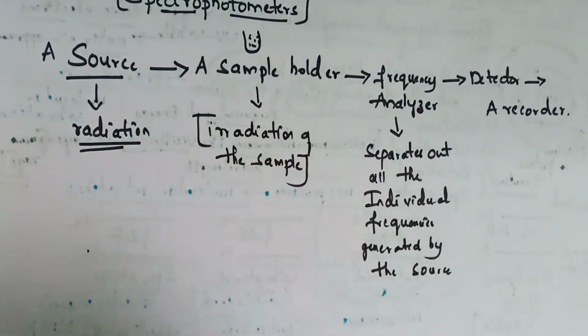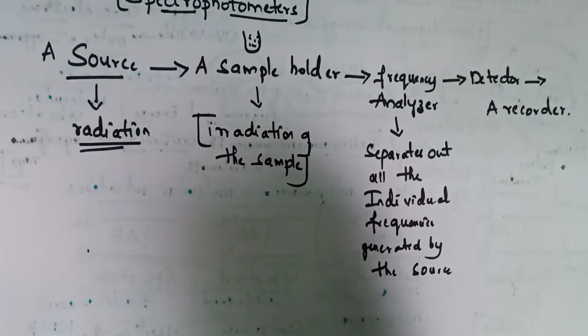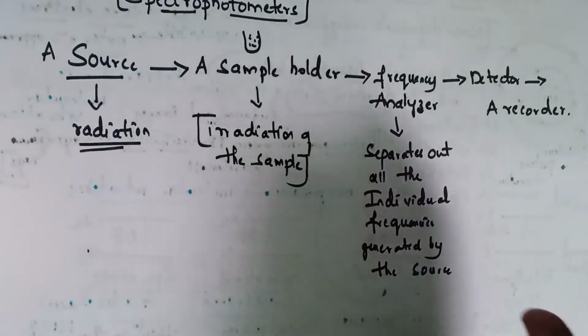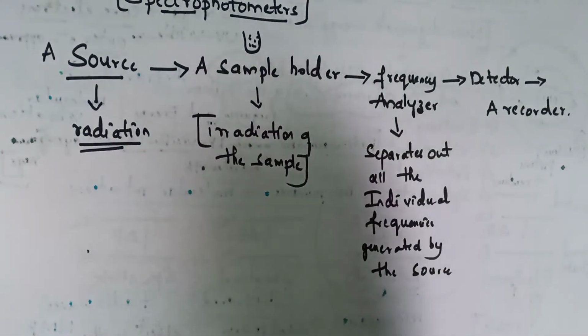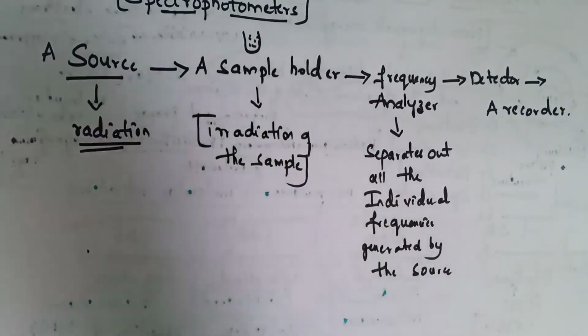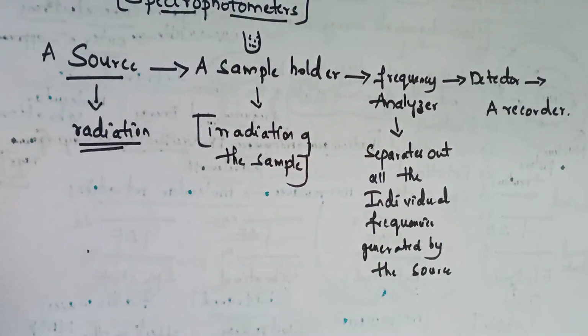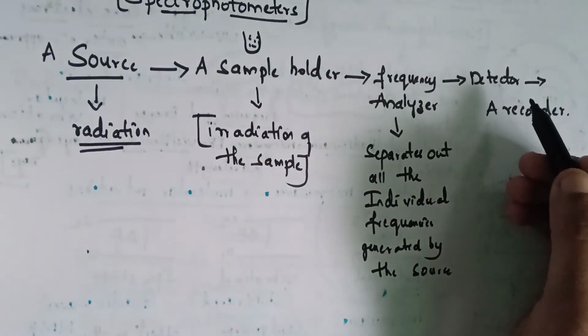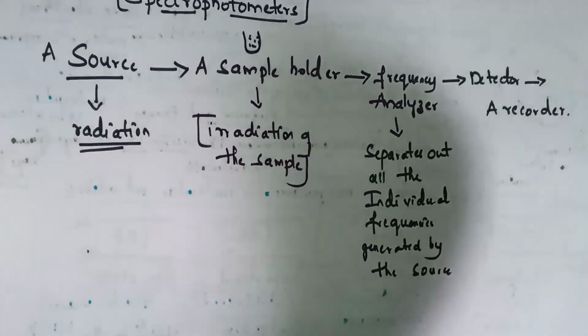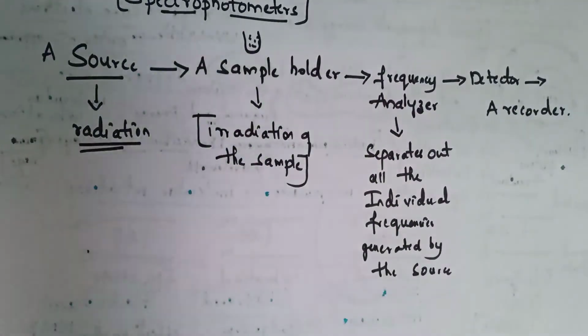The most familiar frequency analyzer is a triangular glass prism, which was used by Isaac Newton for visible light. Then comes the detector. Now the detector will measure the intensity of radiation at each frequency. In the frequency analyzer, we have separated out all the individual frequencies generated by the source. Now in the detector, we are measuring the intensity of radiation of each individual frequency.